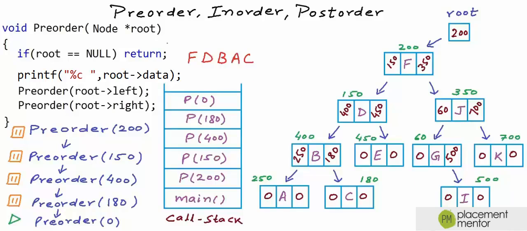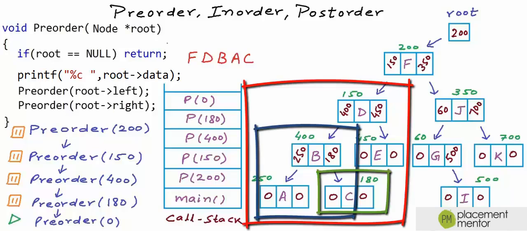For now, let's come back to this recursion that I was executing. Call to this preorder 0 will finish and preorder 180 will resume. Memory allocated for execution of preorder 0 will be reclaimed. Now for preorder 180, both recursive calls have finished, so this one will also finish.